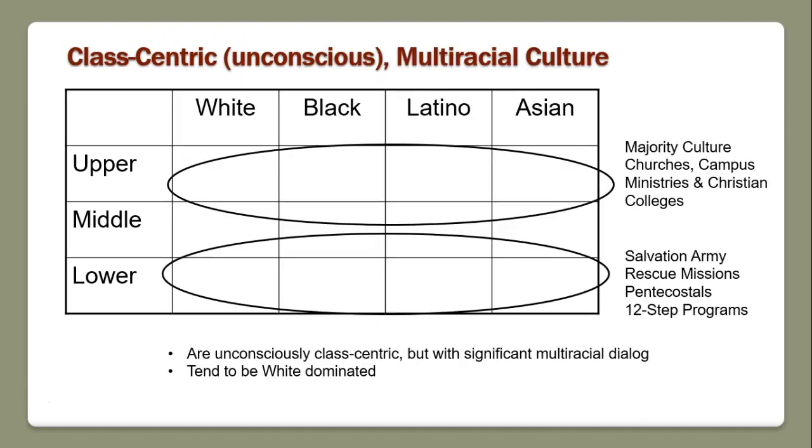Now, there's another perspective which is a class-centric perspective, and I call this class-centric, but almost all the groups in the U.S. and generally most more conservative groups are going to be unconscious about it. Now, I talked about in class identity the difference between conscious and unconscious, but unconscious means that they're going to have a strong lower class culture or middle class culture, but they're not going to be intentional about being lower class or upper class. They're not really going to think about it.